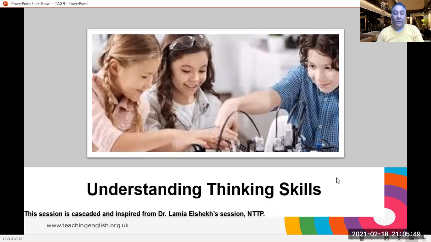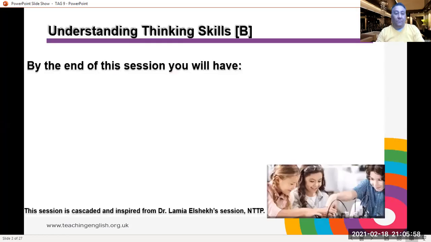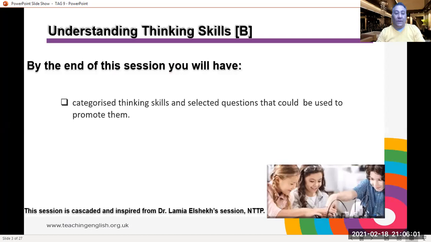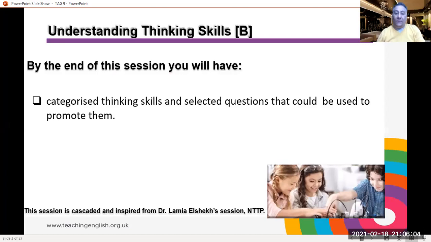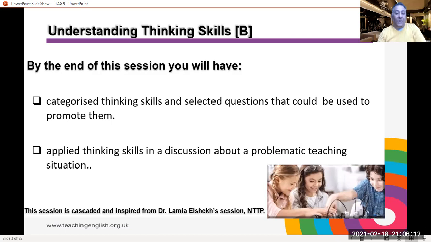Today we are going to talk about and discuss understanding thinking skills. By the end of this session, you will have categorized thinking skills and selected questions that could be used to promote them. And you will have applied thinking skills in a discussion about problematic teaching situations. Of course, this is part B, or part 2, of the session that we had before, understanding thinking skills part 1, and this is part 2.